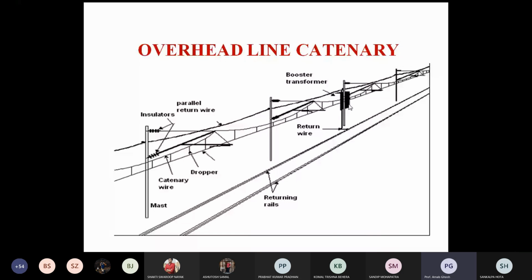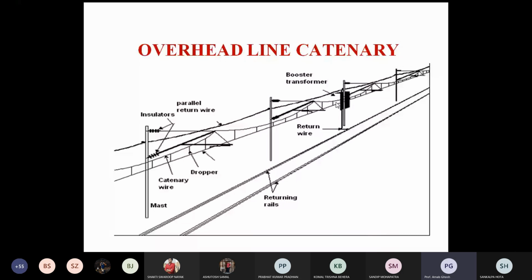You have to keep your eyes open all the time and try to see. When you are traveling, you will notice a transformer known as the booster transformer. What is the purpose of the booster transformer? The booster transformer is normally installed at regular intervals along your catenary, just beside the catenary and the contact wire. After some distance, it boosts up the current level of your catenary.